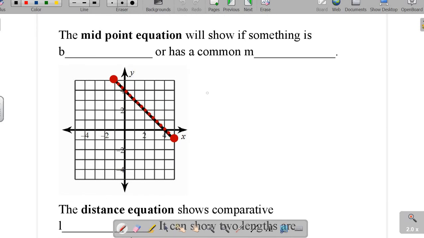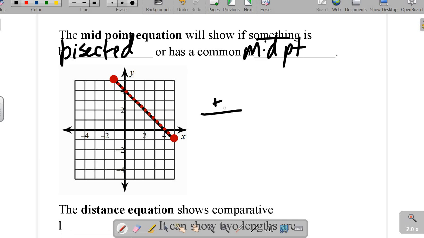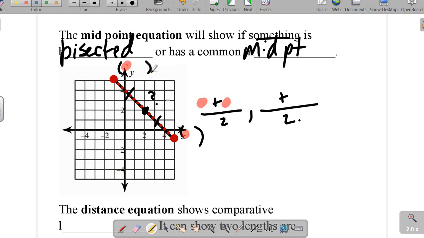A midpoint equation shows if something's being bisected or has a common midpoint. Midpoint equation: add the x's, divide by 2, add the y's, divide by 2. That's simply the template. So if I wanted to prove that this point is a midpoint of this segment, I would add the x's and divide by 2, and I would add the y's and divide by 2 to check to see if that premise was true.